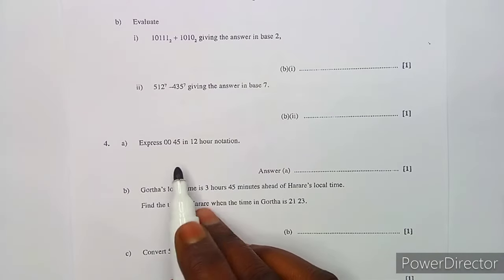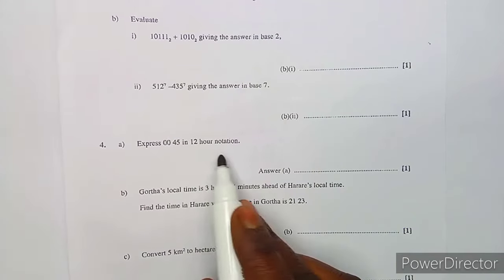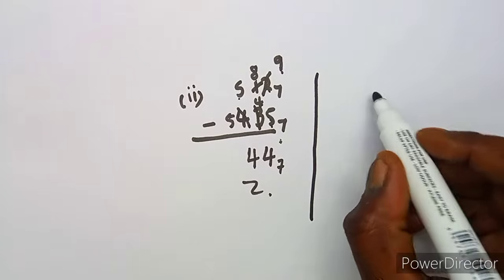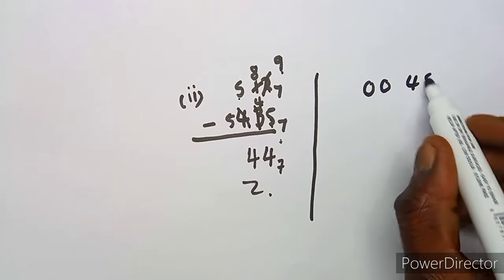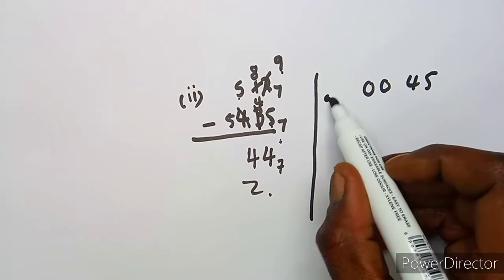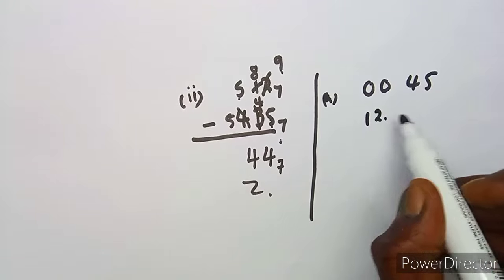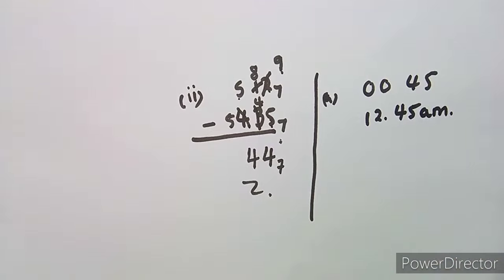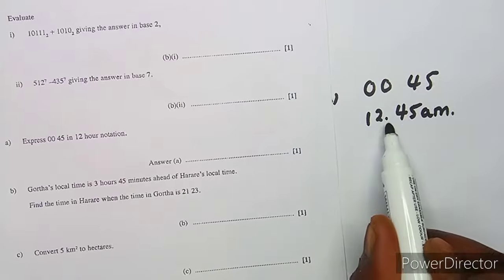Express 0045 in 12-hour notation. So this is a time which is in 24-hour notation. 0045, which is actually in the morning. So it's going to be 12:45 a.m. So that's what you're going to have there. Take note, guys, you represent with 1 dot here, a single dot.